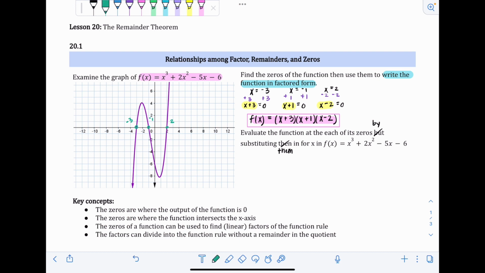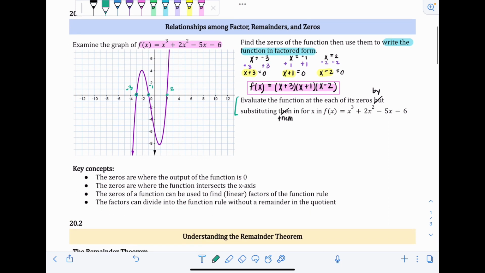So the next part of this problem: evaluate the function at each of its zeros. Sorry, there are some typos, but at each of its zeros by substituting them in for x into the function f of x equals x cubed plus 2x squared minus 5x plus 6. That's the same function that we've been working with the whole time. What this means is I'm going to take each of my 3 zeros, so those are these ones up here, x equals -3, x equals -1, and x equals 2.